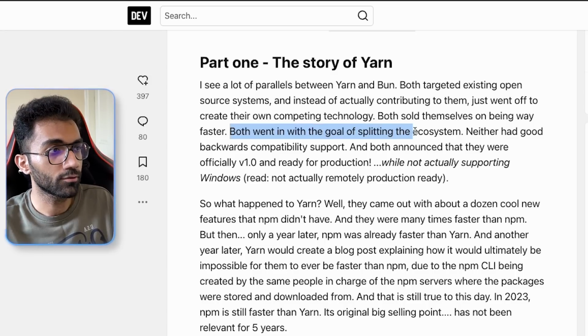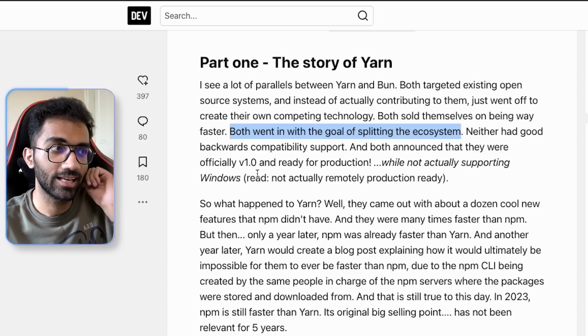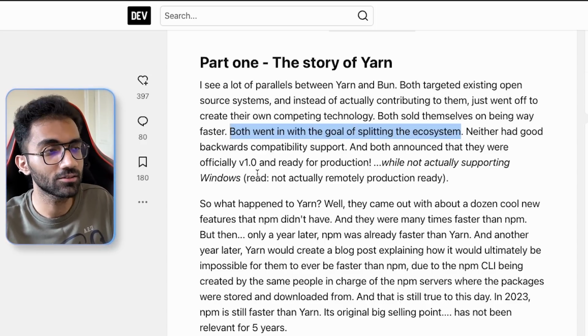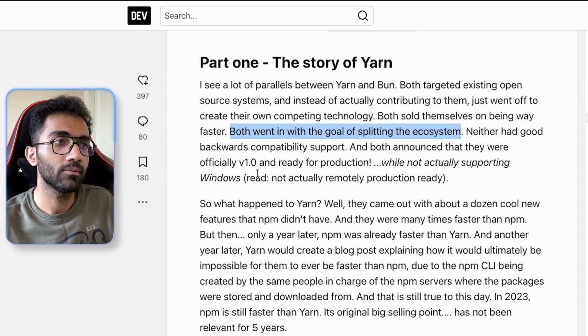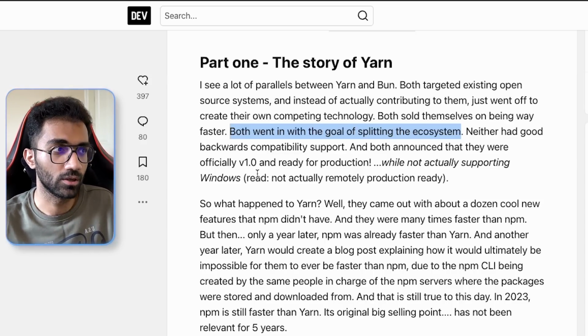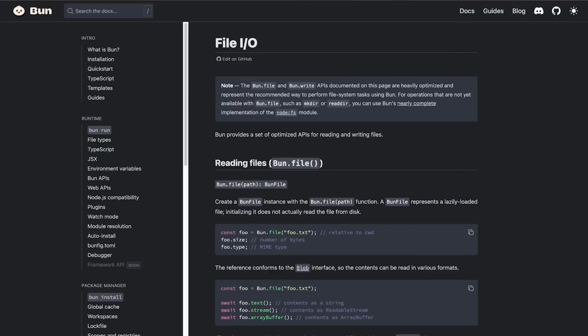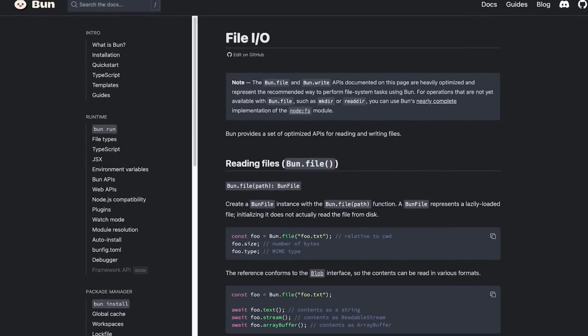Both went with the goal of splitting the ecosystem. You won't see Bun advertising or anyone saying something like this, but it does split it in a way, the point which I covered in my last video as well. Because when you start using Bun, and especially the APIs like bun.file, or various kinds of APIs which Bun has implemented on its own, you are in a split ecosystem. Now, maybe half of your code is running in Node, half is running in Bun. Chances are that you would try to just convert either Node to Bun, or just fall back from Bun to Node if it's not stable, and so on.